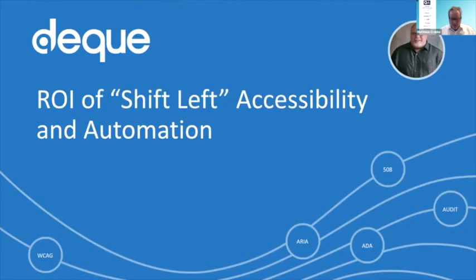Everyone. This session is about accessibility testing, and specifically the title is the ROI of shift left accessibility and automation. How do you build the business case, I guess, for accessibility? And of course, we all know that there's a real compliance imperative at play here.